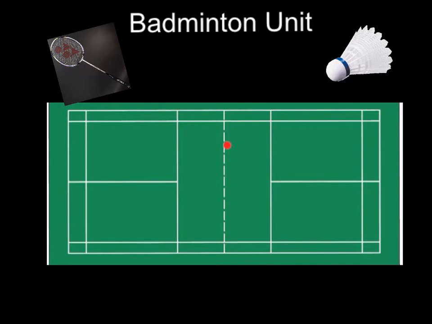This is where the net is going to be located. This would be the center line going throughout the whole thing. And if we're focusing on this side, this would be your left service court. This would be your right service court. And if I was serving from the right side, I have to be behind this line in order to serve. And when I serve this birdie, I need to serve it into this area right here.